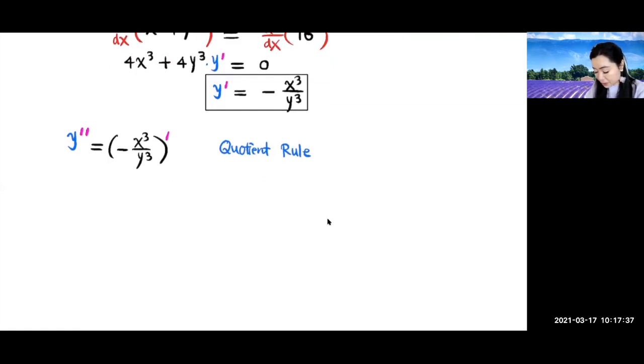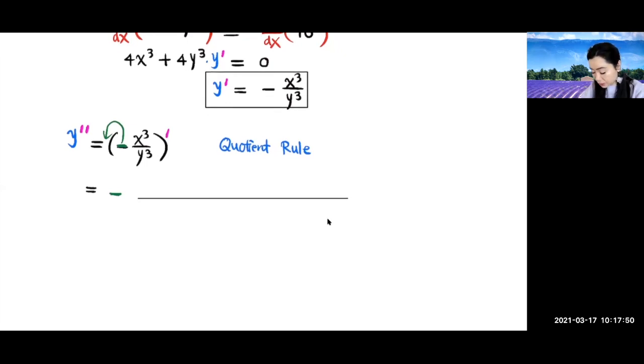And now we can also take out this negative sign in front because it is a constant multiple. So negative sign in front, and we're going to use the quotient rule. The quotient rule says that we differentiate the function in the numerator times the function in the denominator, subtracting the function in the numerator times the derivative of the function in the denominator, and then all of this over the square of the denominator.